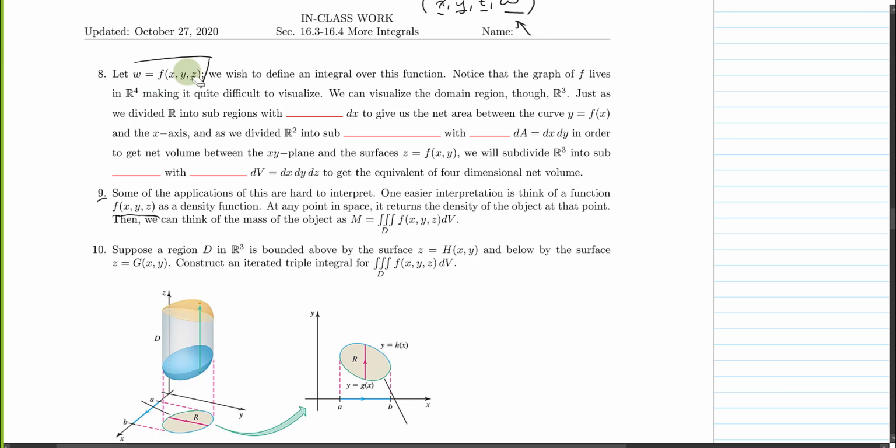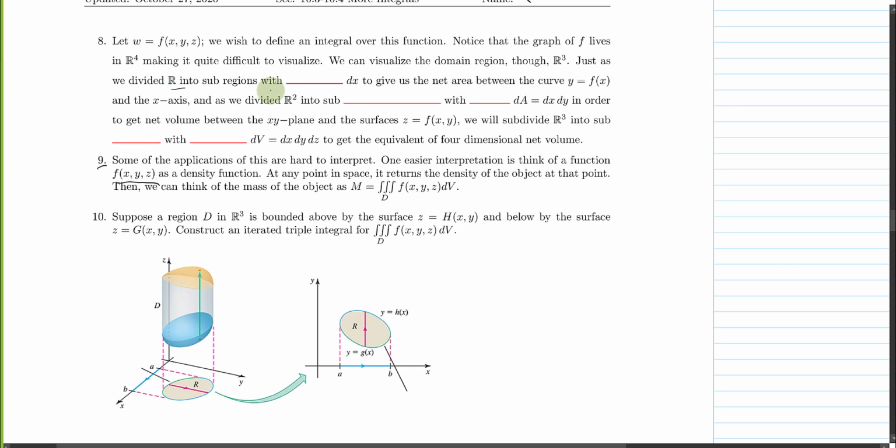Okay, so again, let's just run through this. How are we extending things? Notice, we can visualize the domain, R3, just as we subdivided R into subregions with width dx to give us the net area between a curve y equals f of x and the x-axis. We also subdivided R2 into sub-whats? We divided into sub-rectangles. We don't really have a good word for the one-dimensional case, but sub-widths.